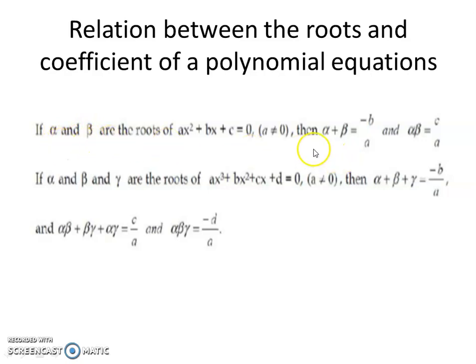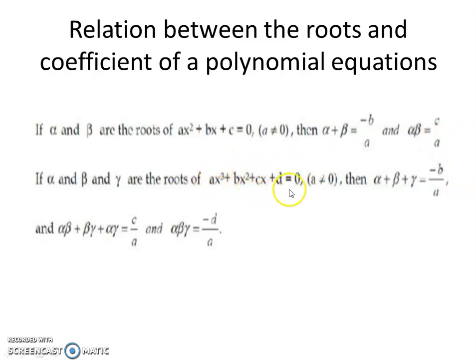will satisfy two results, that is alpha plus beta equal to minus b by a and alpha beta equal to c by a. Once again, alpha plus beta equal to minus b by a and alpha beta equal to c by a.